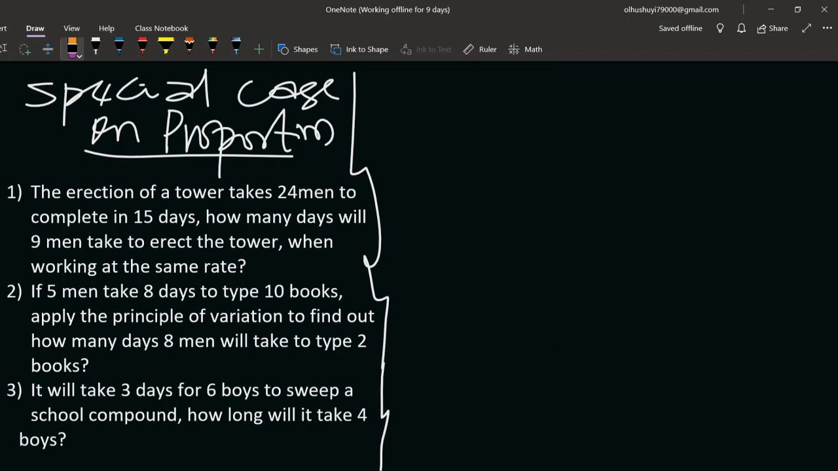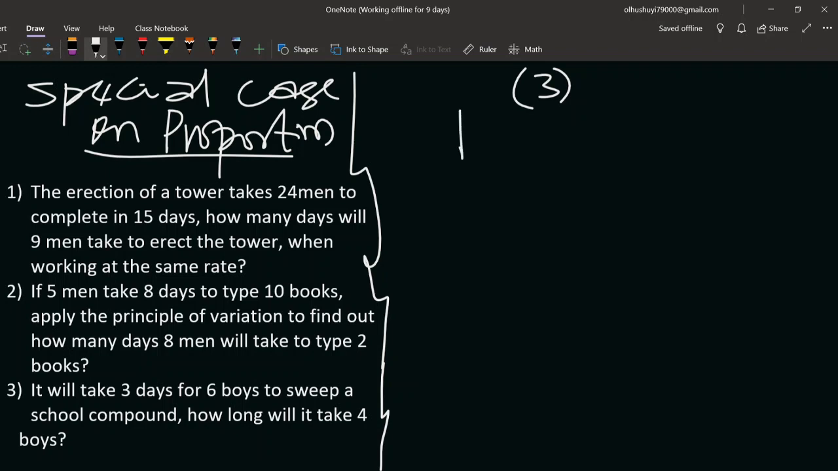The next one, the question says it will take 3 days. Apply the principle of variation. Number 3. It will take 3 days for 6 boys to sweep a school compound. How long will it take 4 boys? This question 3 is just the one with only 2 variables.